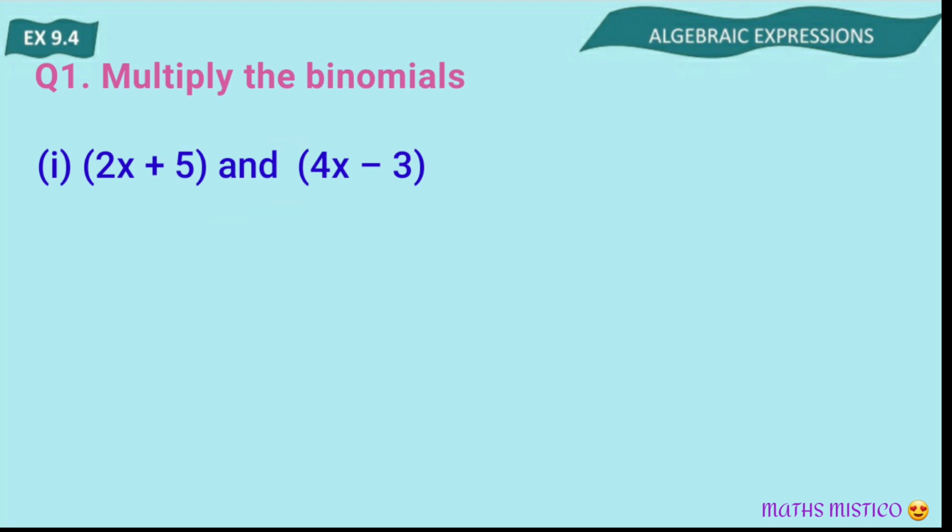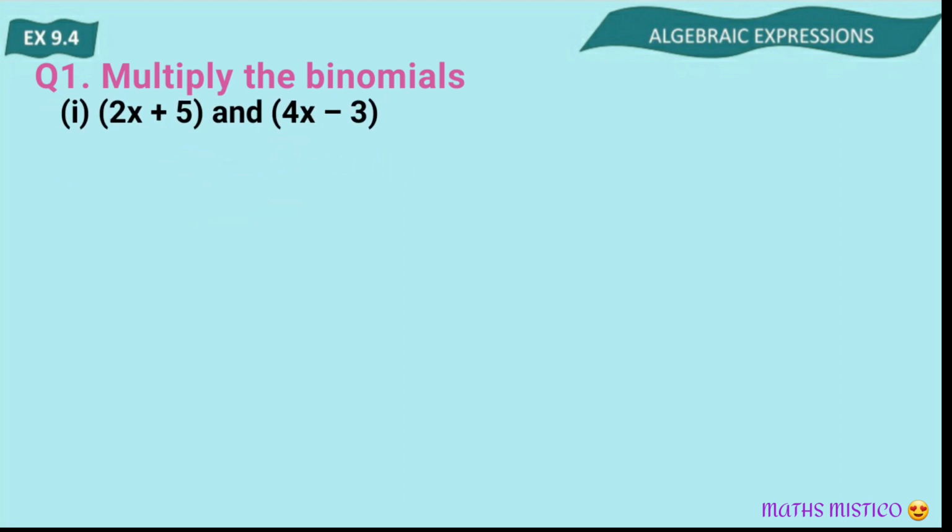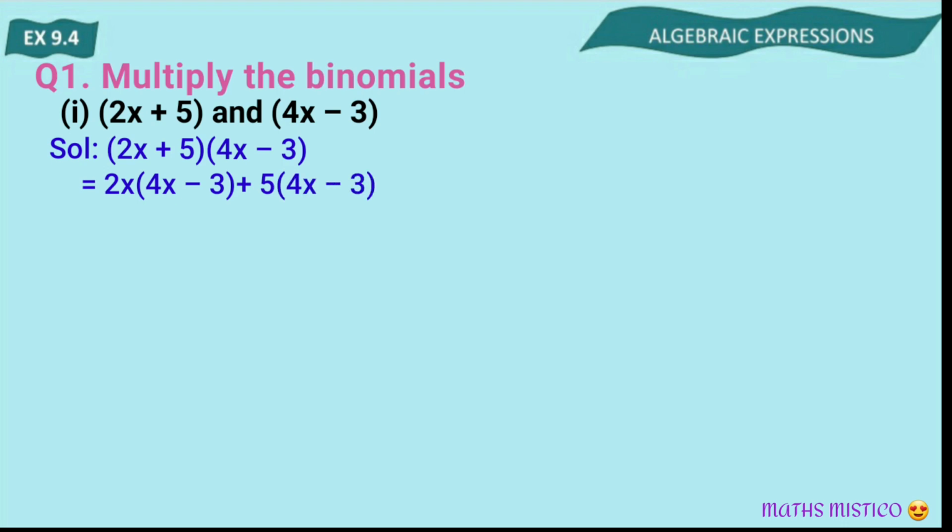Here the first term is 2x, so it will be multiplied with the second bracket, and then the second term 5 will also be multiplied by the second bracket. The sign of the term will be written before it while doing this. So here we have 2x into 4x minus 3 plus 5 into 4x minus 3. Further, we will multiply this monomial by each term of the binomial.